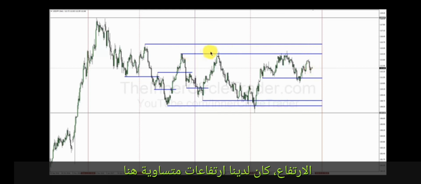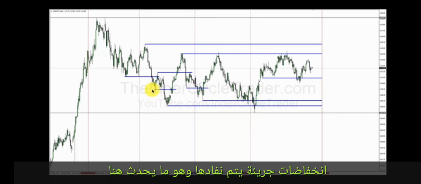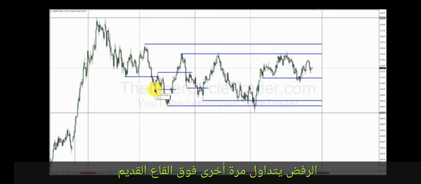We had equal highs here. We punched through it here and then traded lower. We had equal lows here, 1, 2, 3, 4, ran through it and also reached below this low here. So what we're looking for is old lows to be ran out, which it does here, and then rejection. What makes it the rejection? It trades back above the old low.